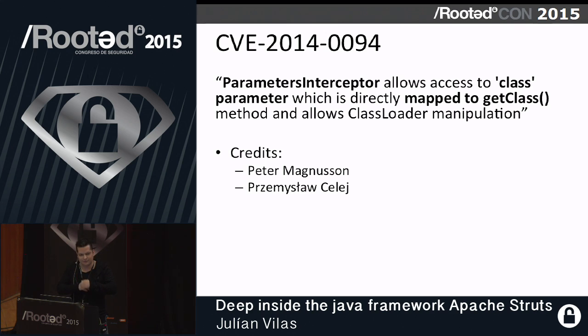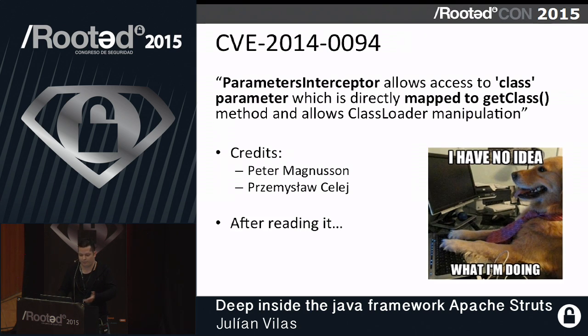So we said to ourselves, okay, what is all this about this vulnerability? What I understood at that time, we read the vulnerability description. It says parameters interceptors allows access to class parameter which is directly mapped to getClass method and allows class loader manipulation. When I saw this, my goodness, I screwed up. What the hell is going on? I can't get a thing, my goodness.